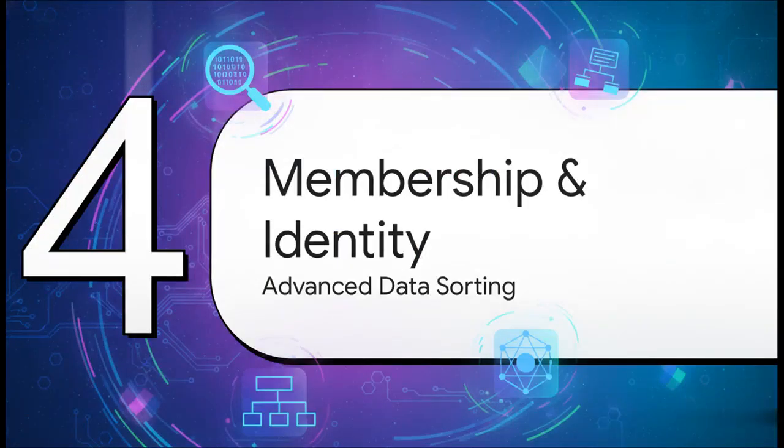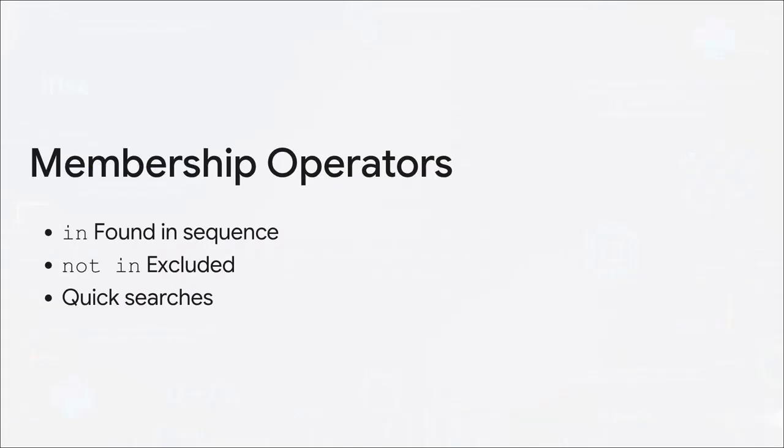All right, section 4, membership and identity operators, advanced data sorting for AI and lists. Let's kick this off with membership operators, which honestly are brilliantly straightforward. They are quite literally just the words in and not in. Let's say you've got this massive list of registered user emails. If a new user tries to sign up, you can simply write if email in user list. Boom.